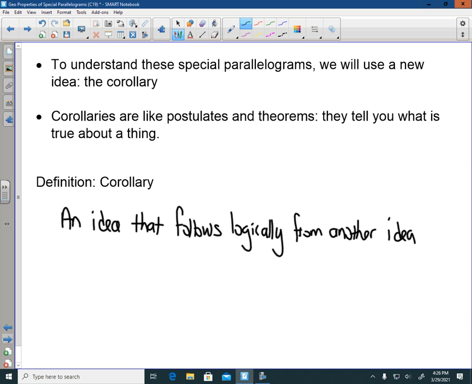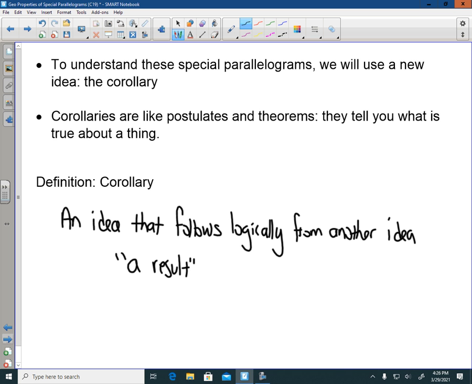Another way to say this is that it's a result. Just sort of a natural thing that happens because something else is true. It's okay that you don't... postulates, theorems, and corollaries are basically just truths, things that are true. And that's really all you need to worry about with them.